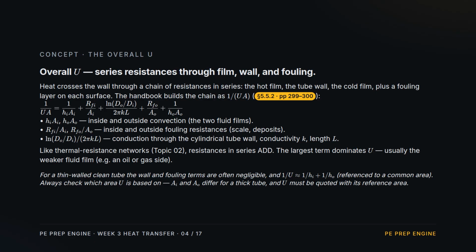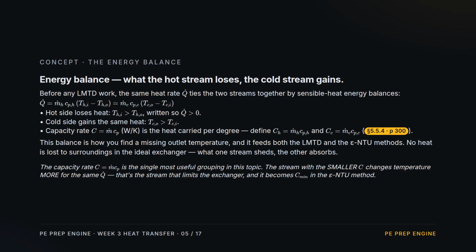Like the resistance networks in Topic 2, series resistances add, and the largest term dominates U, usually the weaker fluid film, an oil or gas side. For a thin clean tube, the wall and fouling terms drop out, leaving 1 over U roughly 1 over HI plus 1 over HO. Before any LMTD work, the same heat rate ties the two streams together.